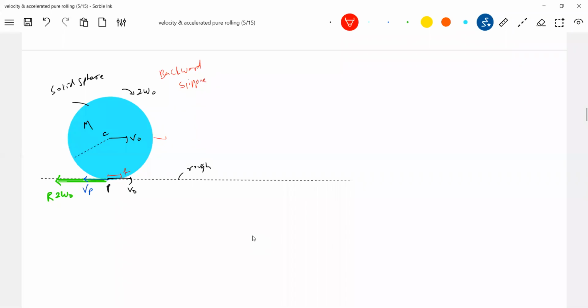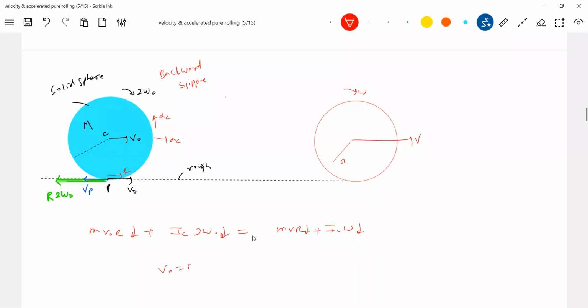What will this friction do? It will accelerate the center of mass and set up a retarding torque. Already we have seen this. After some time, it will attain pure rolling. Then again apply all the same formulas, conservation of angular momentum, and solve it. I'll write the equation directly: m v naught r plus Ic into 2 omega. Then numerically V naught is equal to r omega naught. If you want, you can replace it.